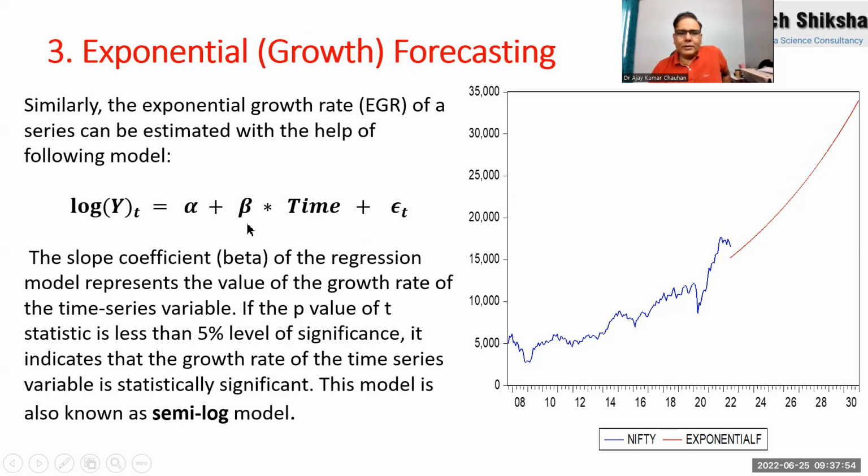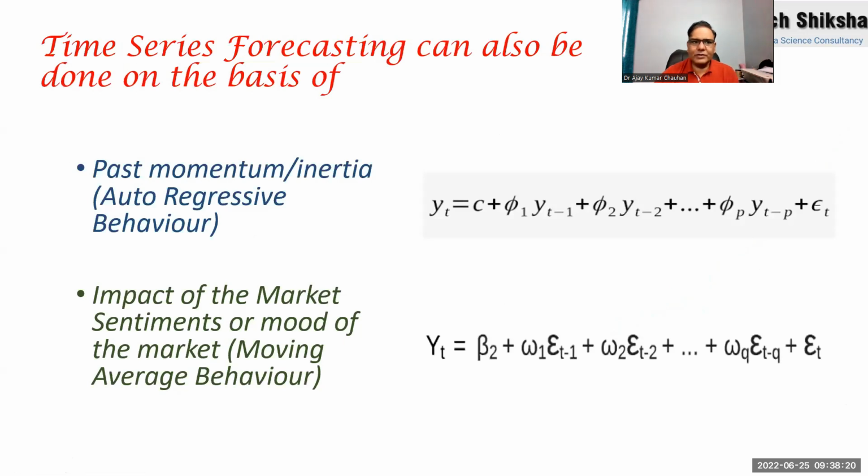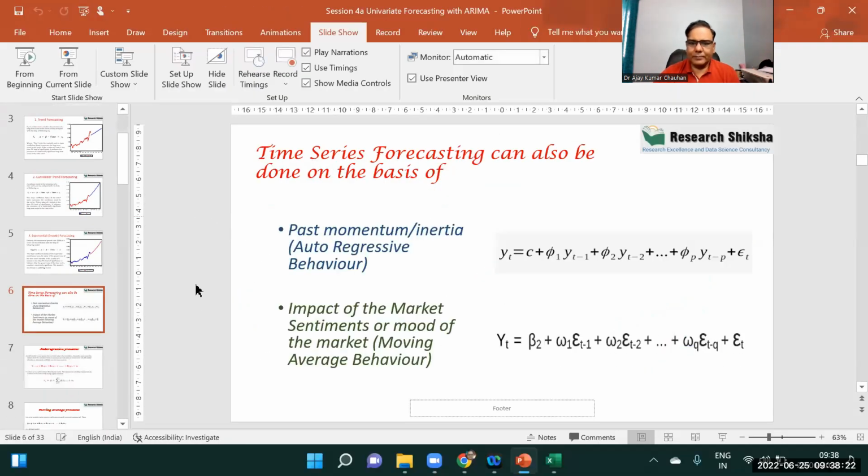If your data is monthly data, then beta is representing the monthly growth rate. Multiplied by 12, it is annual growth rate. So beta is representing the growth rate. And this equation can be used for this kind of forecasting, exponential growth forecasting. So let me complete the 3 forecasting first, then we will move to the ARIMA.